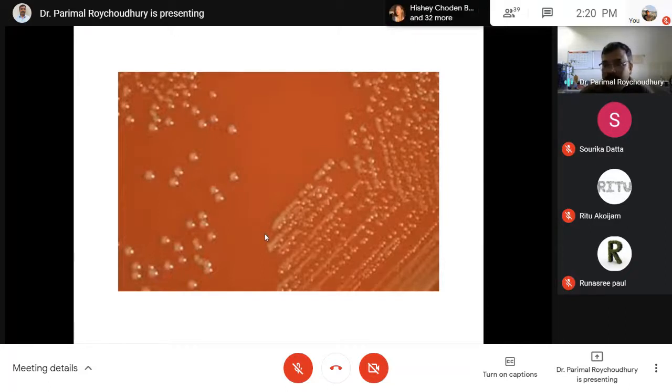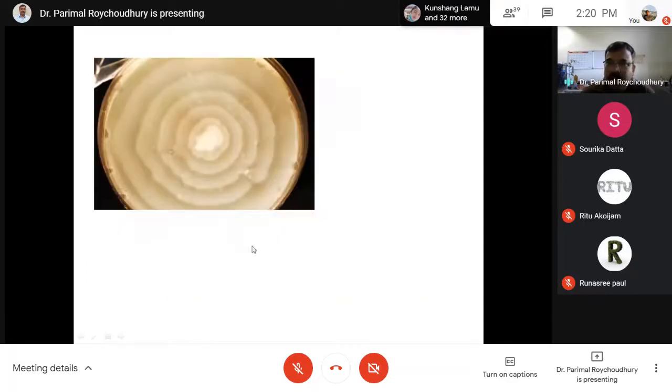What type of colony they will produce, like the Medusa head colony of Bacillus anthracis, obviously it will be a very big one, not like this. So these seem to be the Streptococcus colony. Here again, another instance. This is a bacteria which produces a swarming type colony. I mean, it's a spreading colony.